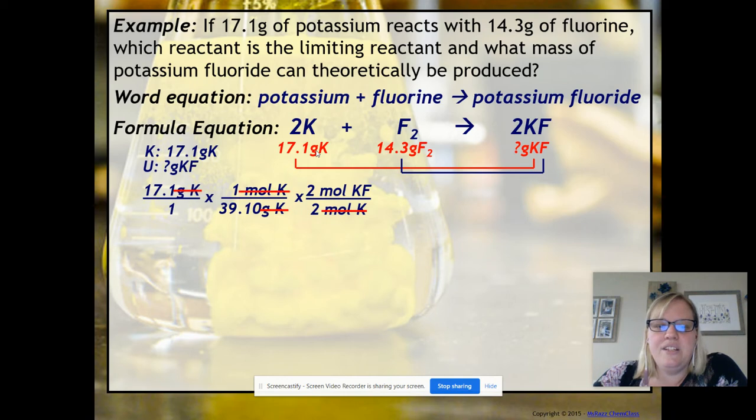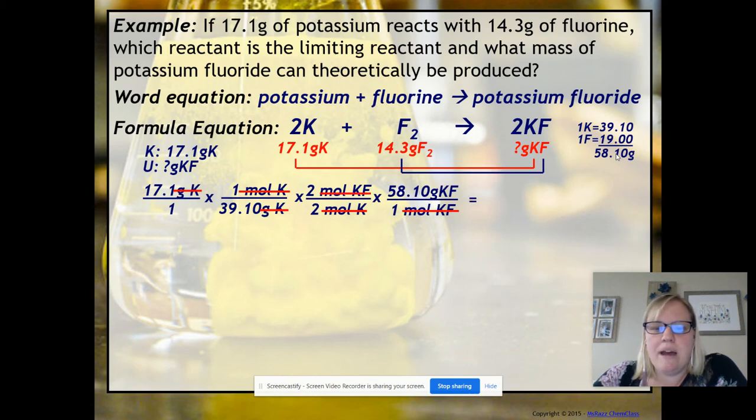All right, and then I need to change my moles of potassium fluoride into grams of potassium fluoride. So go ahead and look to the right, and we're going to calculate our molar mass for potassium fluoride. So we have 39.10 as our molar mass of potassium and then 19 as our molar mass for fluorine. We add those together, so we have a molar mass of 58.10 grams. We go ahead and pop that in. We can cross off our moles of potassium fluoride, do the math, and we would get 25.4 grams of potassium fluoride if we start with 17.1 grams of potassium.